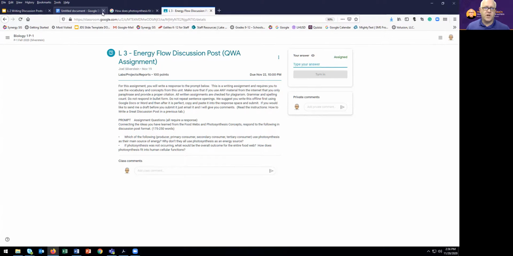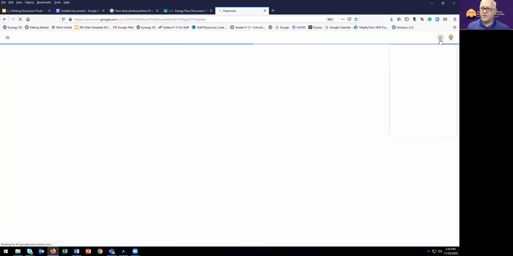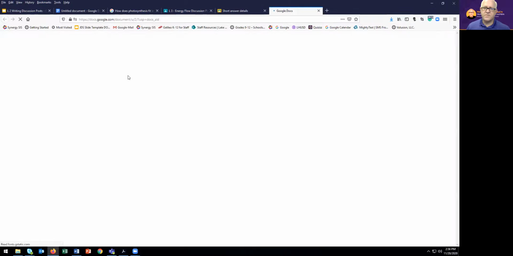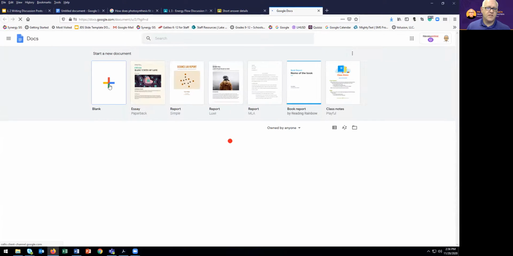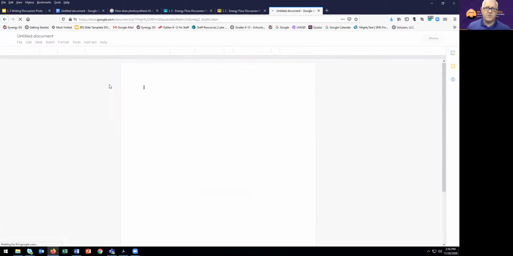So I'm going to open up another tab. Let's duplicate our tab. And then I want to open up a Google Doc. Just go into Docs. Click on blank. Create a new document. And by the way, this is actually saved to your Google Drive.